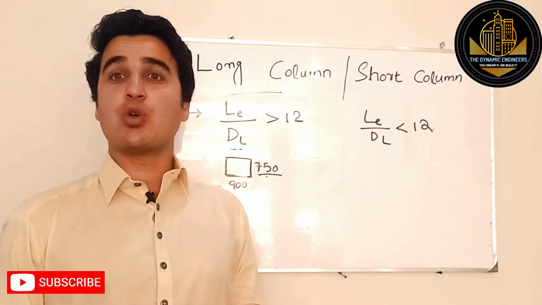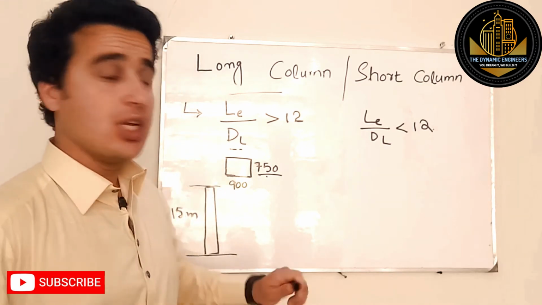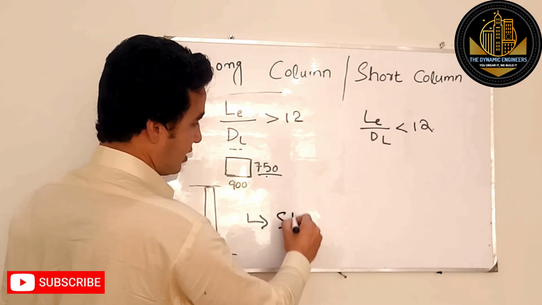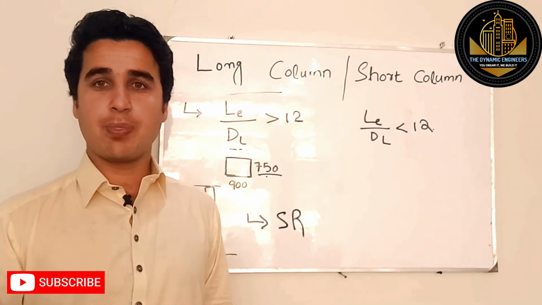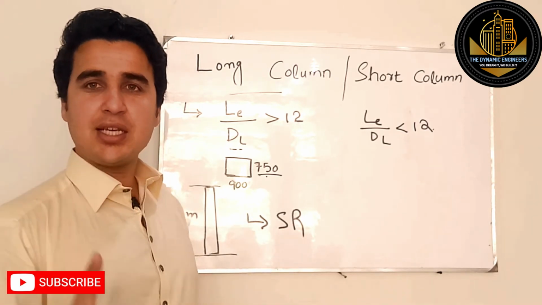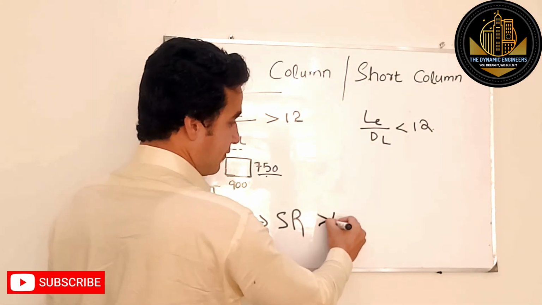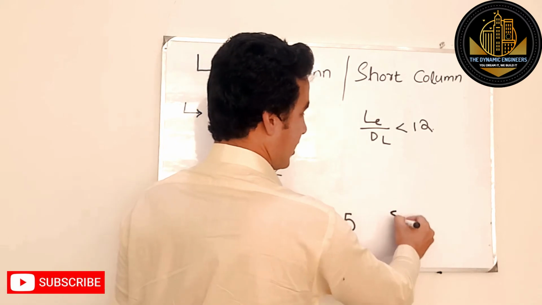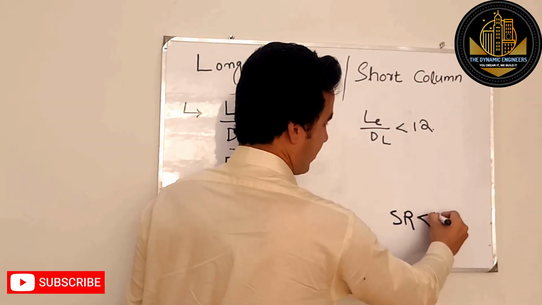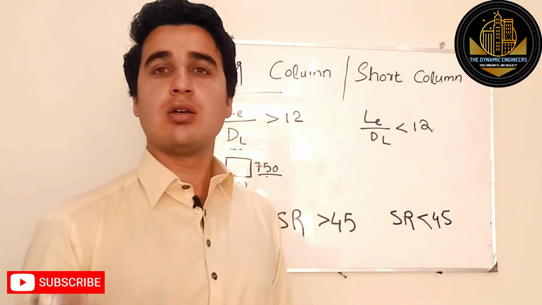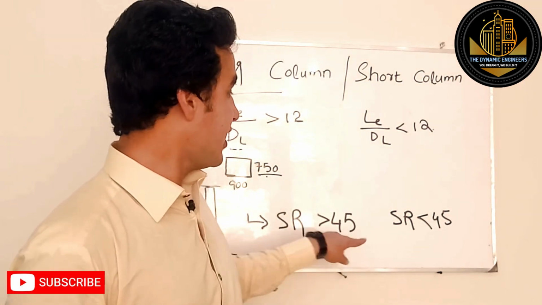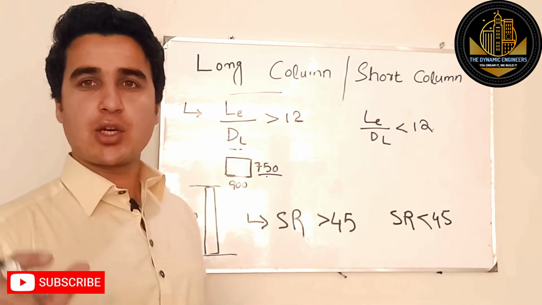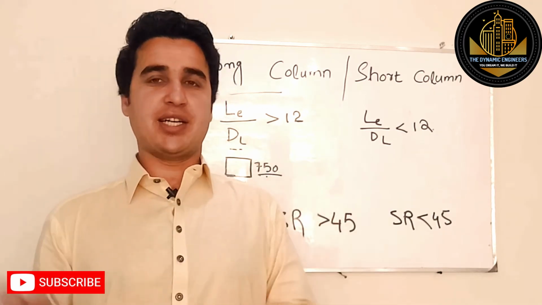The second criteria is about slenderness ratio. Okay, so the second property is the slenderness ratio, I will call it SR. If the slenderness ratio of any column is greater than 45, then it is a long column. While if the slenderness ratio is less than 45, then it is a short column. This is the second criteria and the most important criteria. Both of these criteria are important mathematical calculations through which you can differentiate between long column and short column.